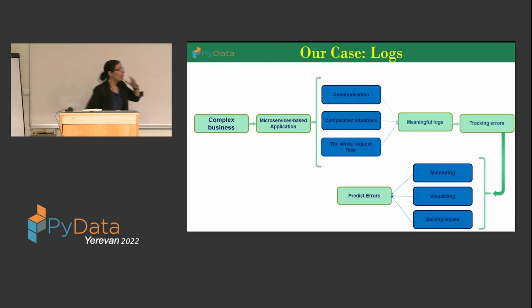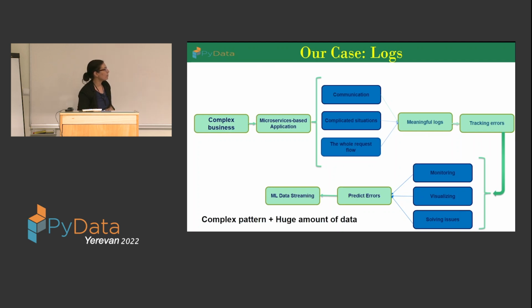As we know, huge data, complex pattern, we go for ML, machine learning. So it is what we need in our logs, ML data streaming. One of our cases that we needed streaming data for was surveying and, in fact, predicting and solving the problems that happen in our system, with what we do on our logs.